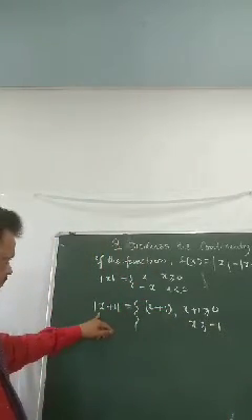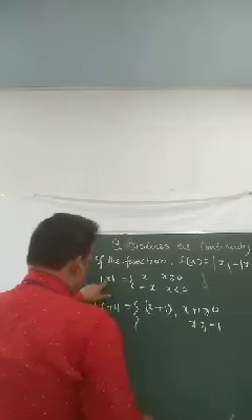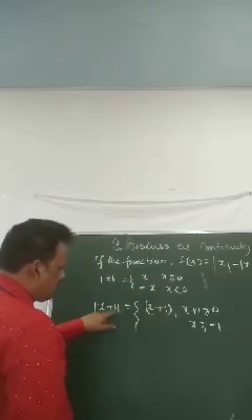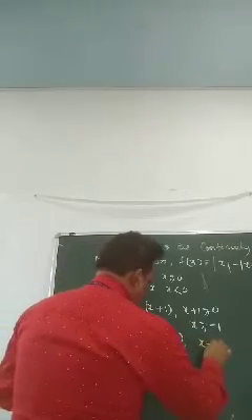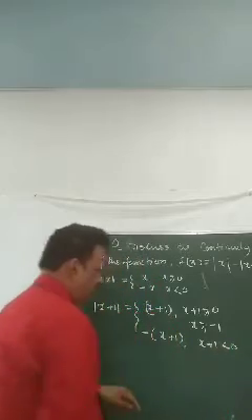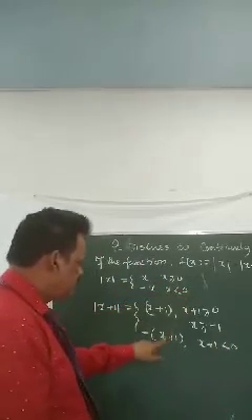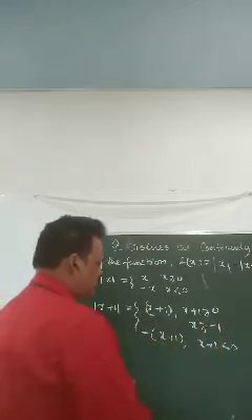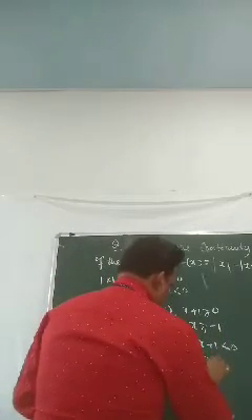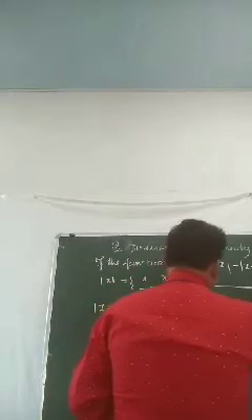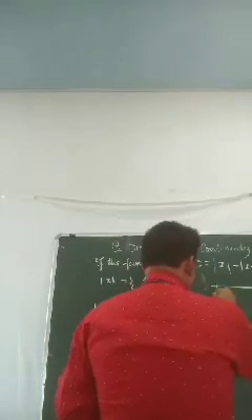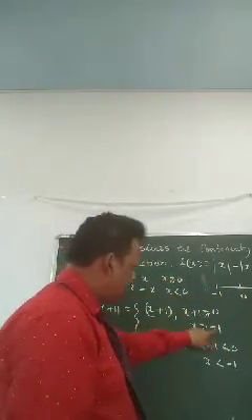Again, mod of x is minus x, so mod of x plus 1 will be minus of x plus 1 where x plus 1 is less than 0. That implies x is less than minus 1. Now look here: this is minus 1, this is 0.